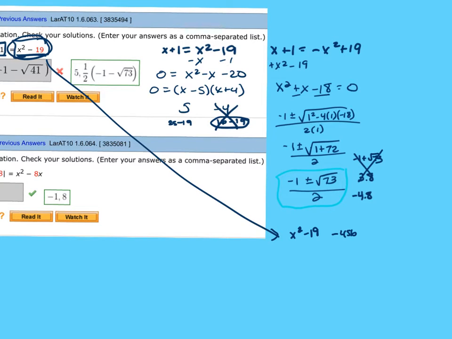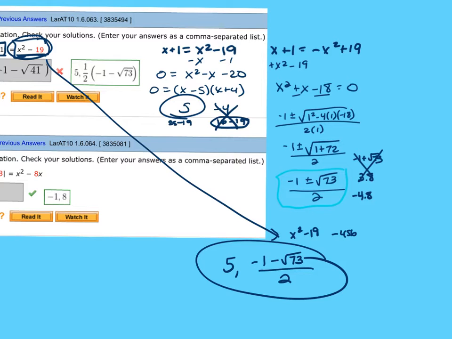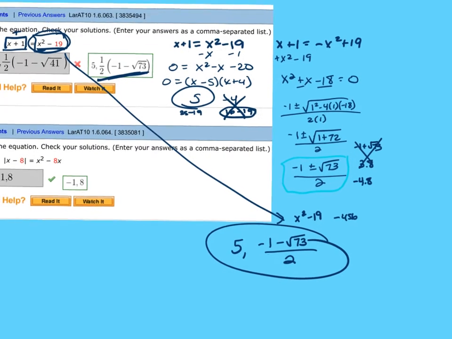And then negative 4.8 squared is 23.04 minus 19, and that's going to stay positive. So the negative 1 minus is okay. So I would keep 5 and then negative 1 minus square root 73 over 2. Those are the two that work here. The solution here, they took out the 1/2, but you could leave it in.